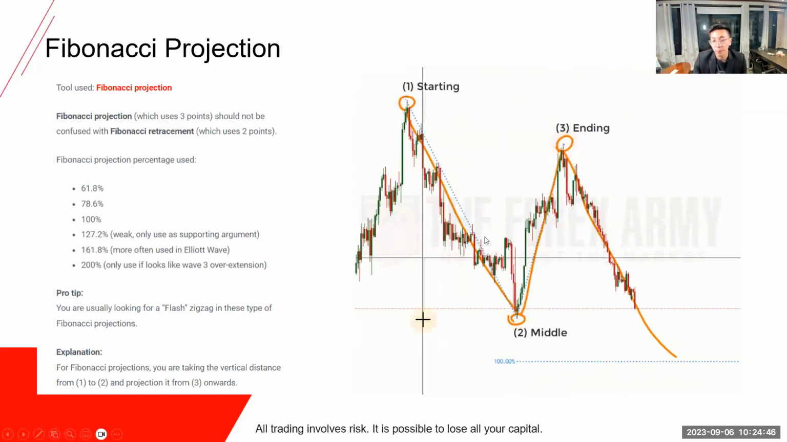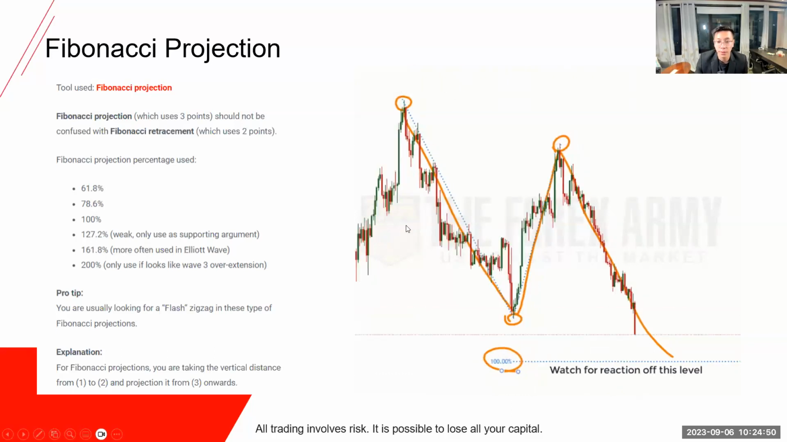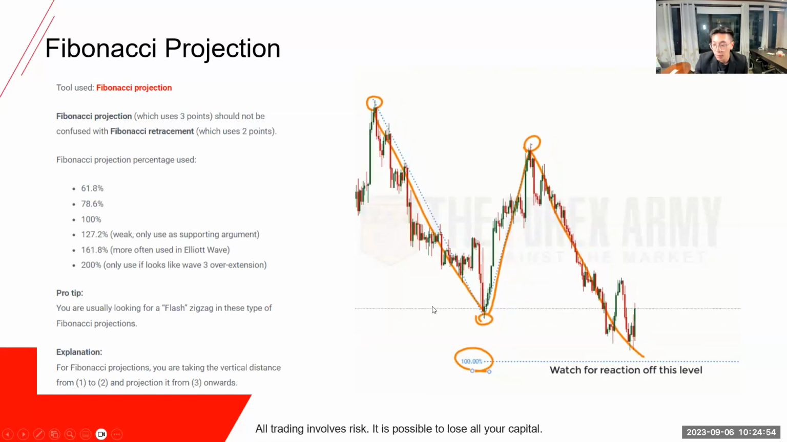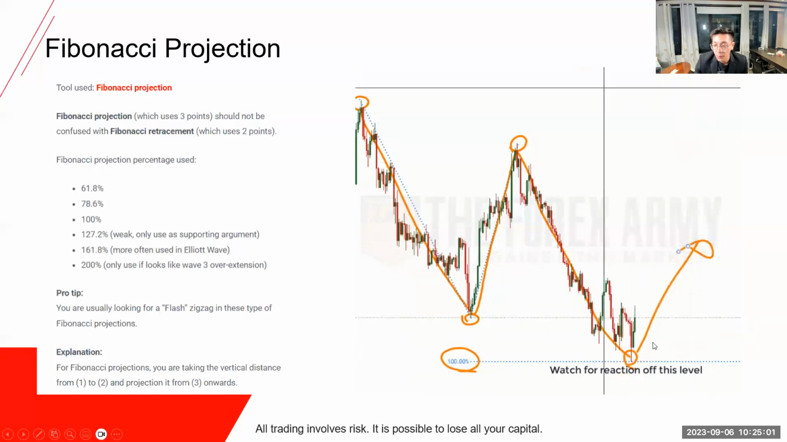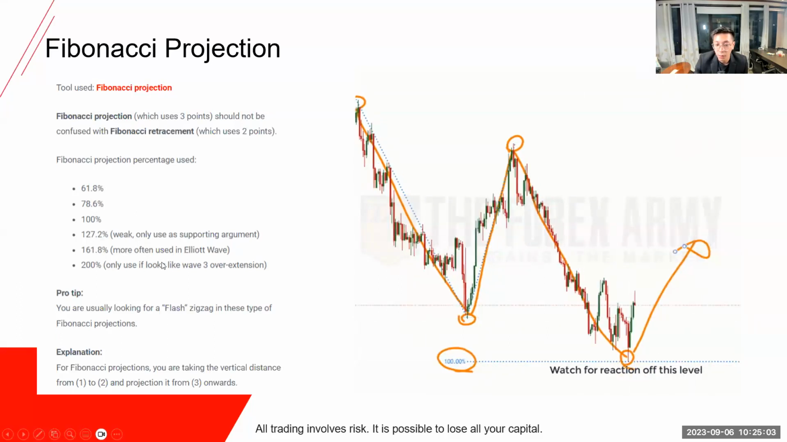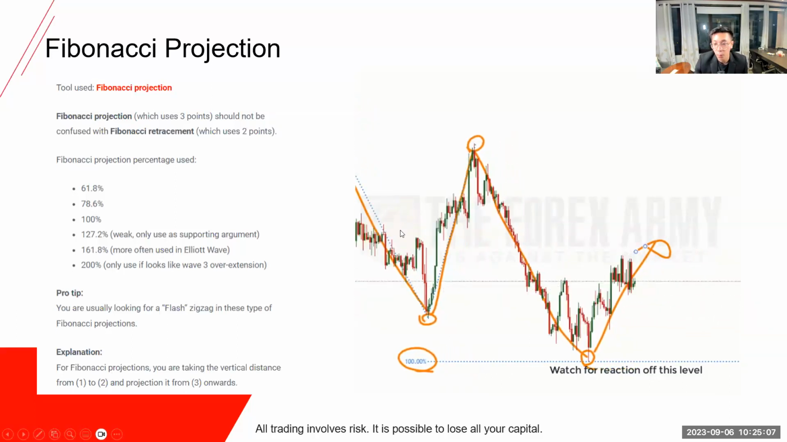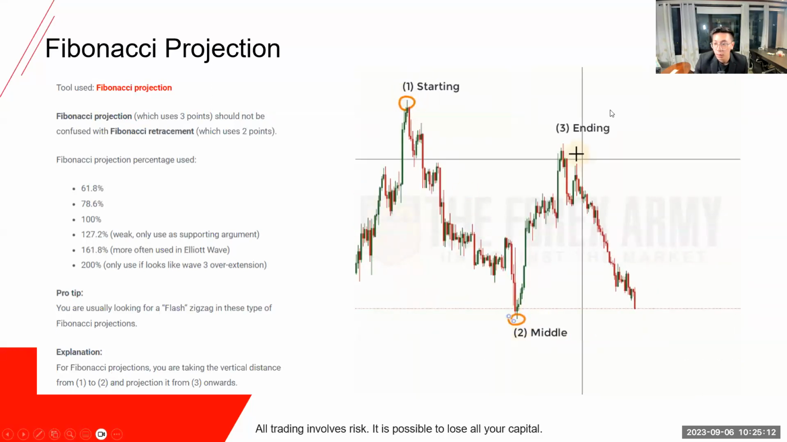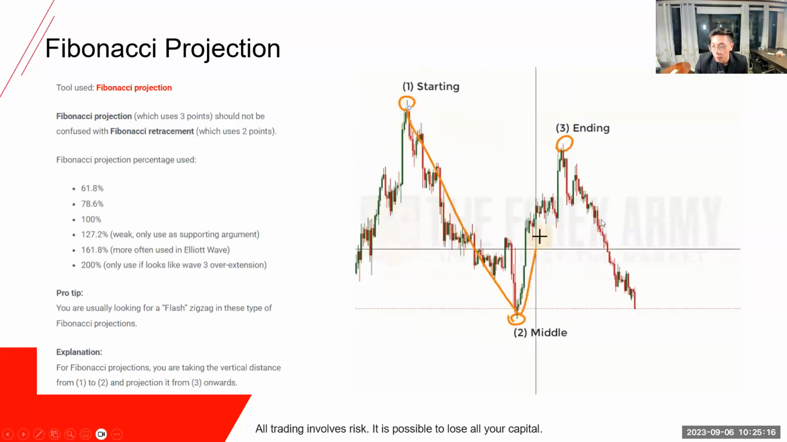You are usually looking for a zigzag, same thing as in this type of Fibonacci projection. You can see we have a 100% Fib projection right here. Price actually touched this area and then went up. For Fib projections, you are taking the vertical distance from point 1 to point 2 and projecting it from point 3 onwards. Here you're projecting it downwards.